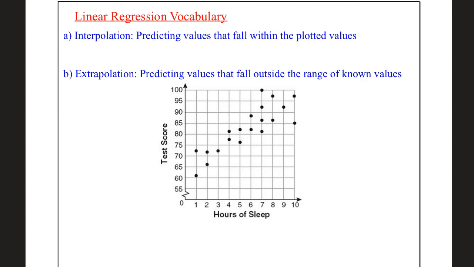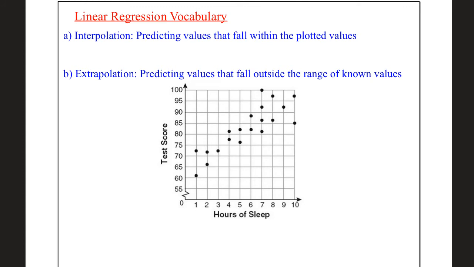All right, some vocab. While I always mention we're not going to have a vocab quiz where you have to know the difference between these, it's important, math vocabulary wise, to be familiar with terms such as these. The first one is interpolation. That's basically predicting values that fall within your scatter plot.